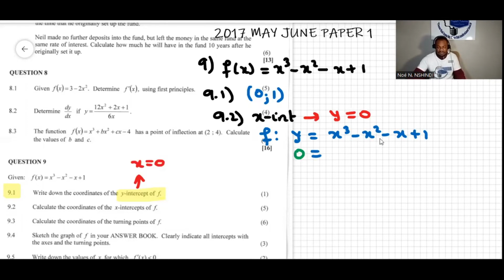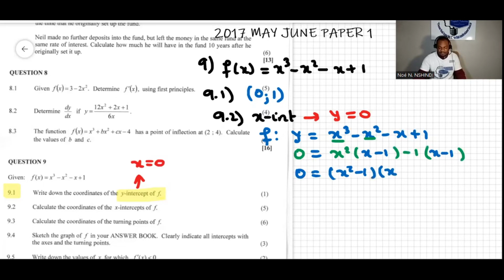all this. Okay, now we have 4 terms here. We can factorize this. Notice if I take x squared over here, I can take x squared as the common factor of the 2 terms, and then this will be x minus 1. And then over there, if I take also negative 1 as the common factor, that will be x minus 1. So this will make 0 equal to x squared minus 1, and then x minus 1. I can factorize further if I want.